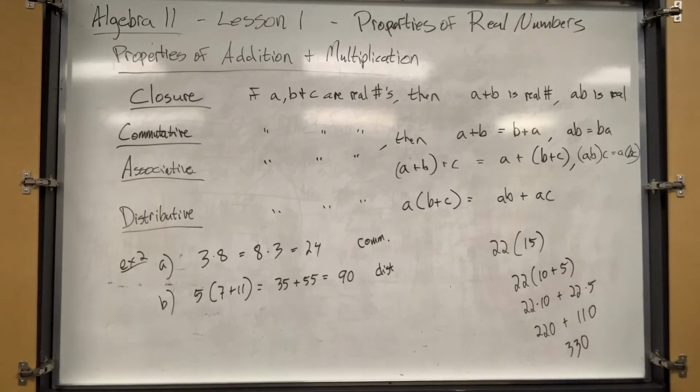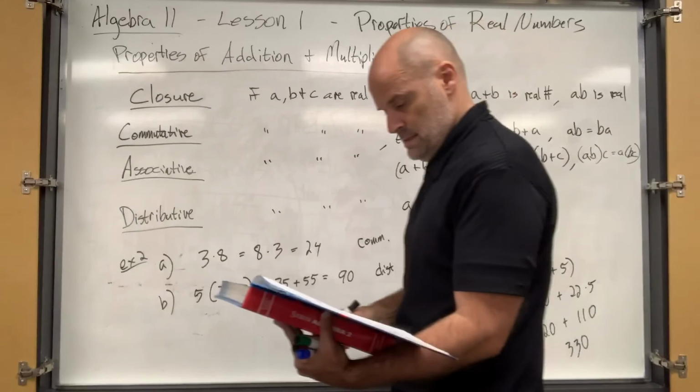So multiplying by 15, I'm using the distributive property. I'm separating that 15 into a 10 plus 5, multiplying by 10 first and then by 5. Multiplying by 5 is pretty easy. You just multiply by 10 and cut it in half. Okay? That's the distributive property.